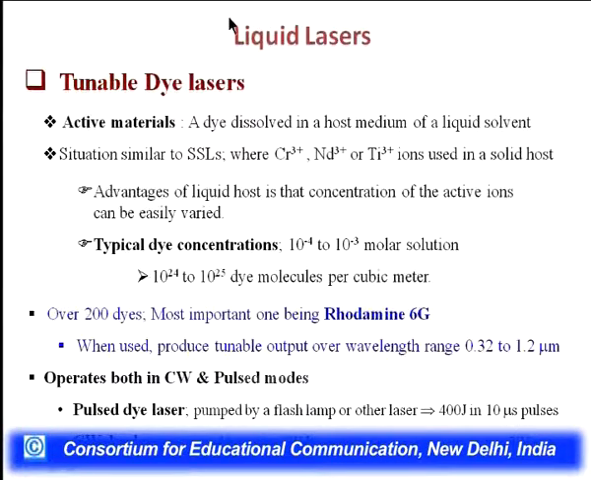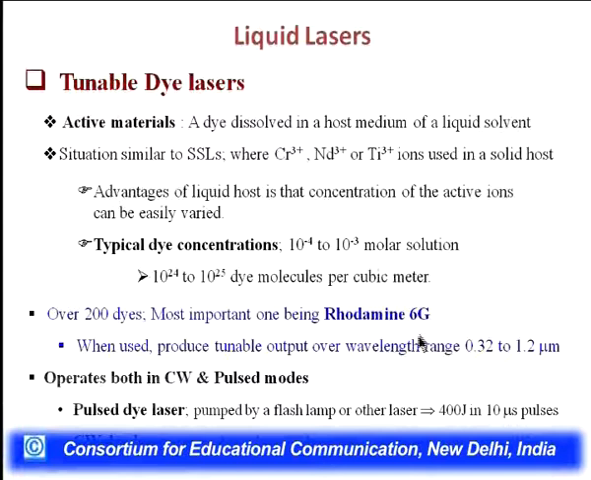As the name suggests, in a dye laser the host medium is the dye, in the form of a liquid. How do we get the liquid? We dissolve the dye into a solvent. The solvent may be benzene, toluene, xylene, or water. Then the active medium is a dye dissolved in a host medium of liquid solvent. The situation is similar to a solid state laser, where chromium and neodymium ions are used in the solid host.